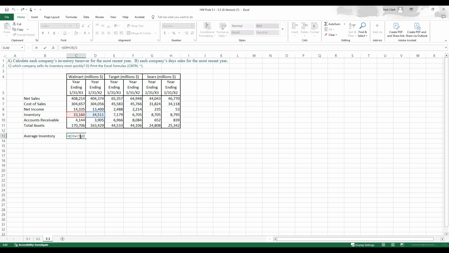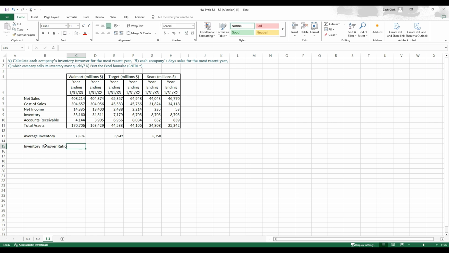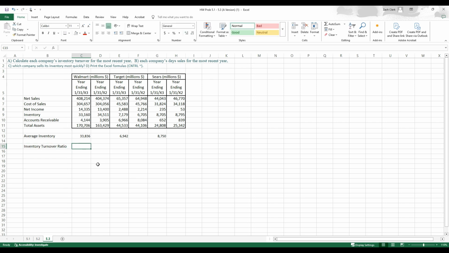this would be divided by 2. So we get 3386. And then we can just copy and paste that formula over as such to give us the same beginning plus ending divided by 2. Just 2 numbers, so the average. And then like I said, our inventory turnover ratio is going to be our cost of goods sold divided by average inventory. So we have cost of goods sold up here, and we can divide that by the average inventory down here.